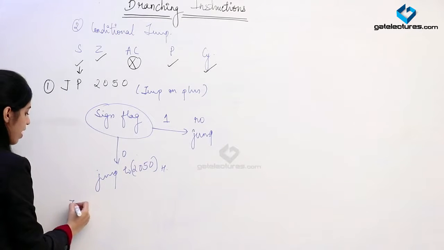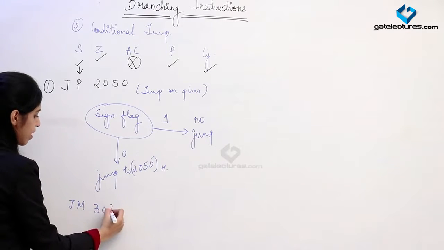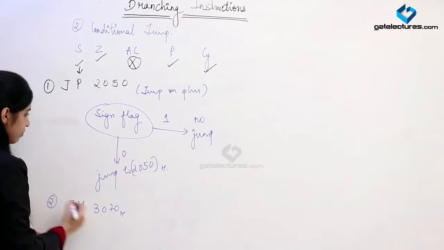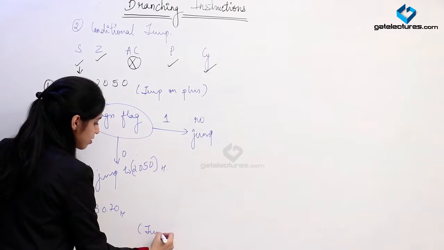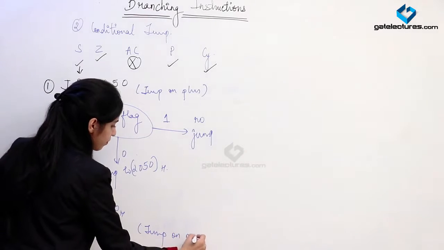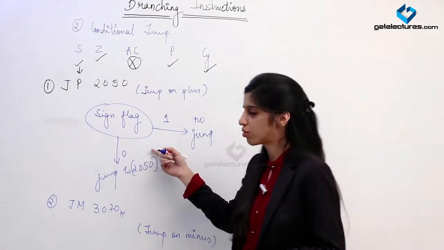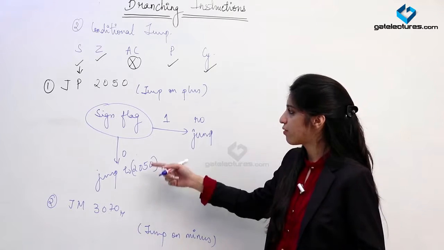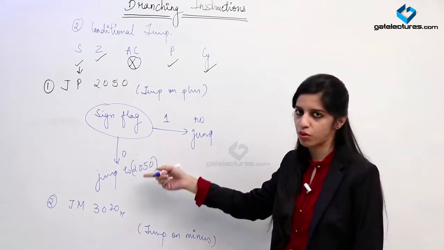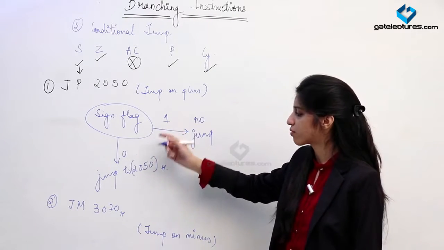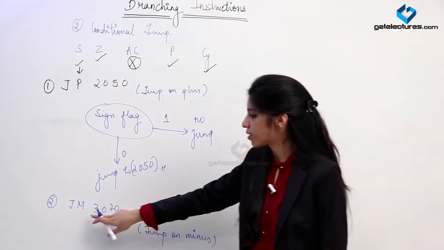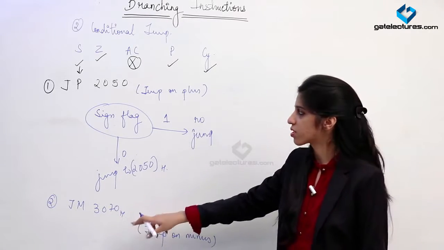And one more instruction we have is JM, which is jump on minus. Similar to the previous instruction, if the sign flag is 0, we are not going to jump, but if the sign flag is 1, that is, if the result is a negative number and a minus sign is present, we are going to jump to this memory location.